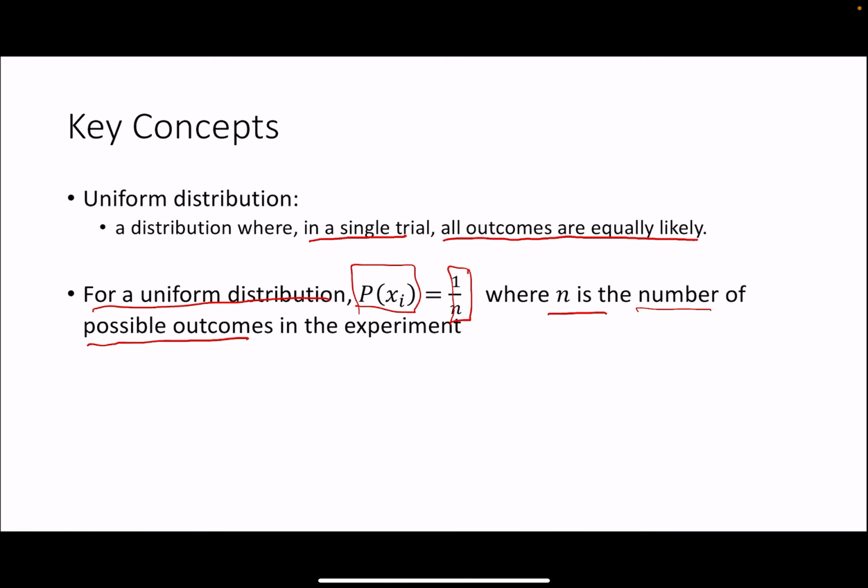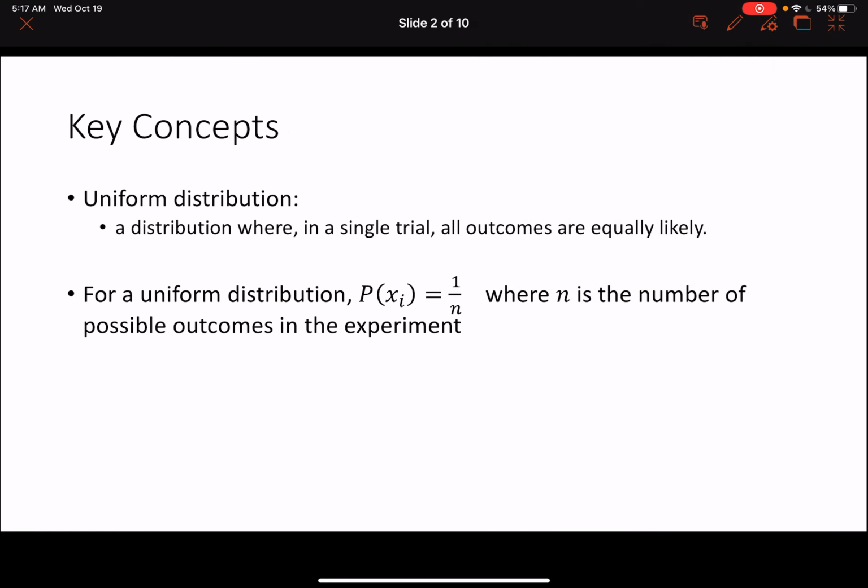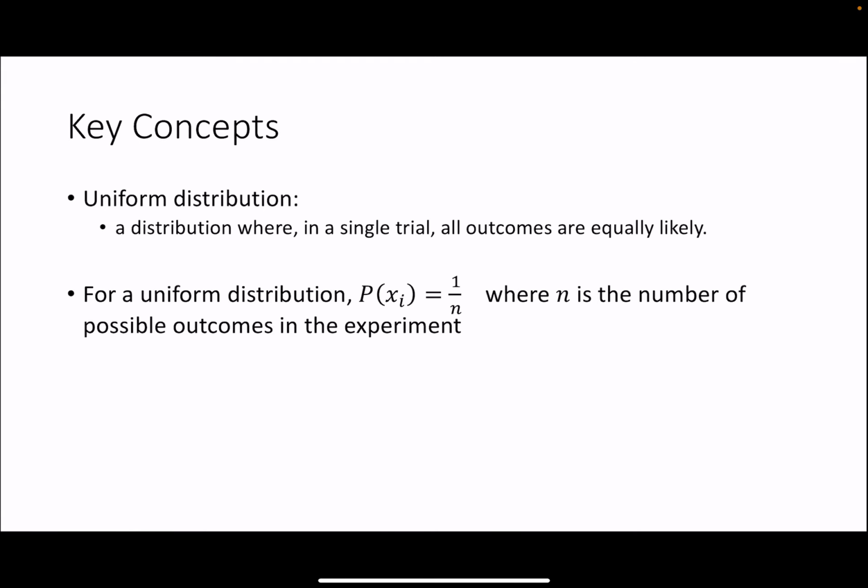So let's take a look at what that means. We have flipping a coin as an example. In a single trial, all the outcomes are equally likely. So heads is equally likely as tails.